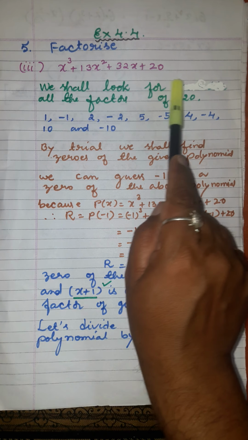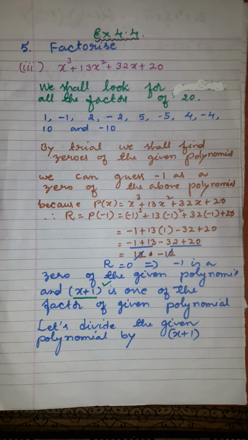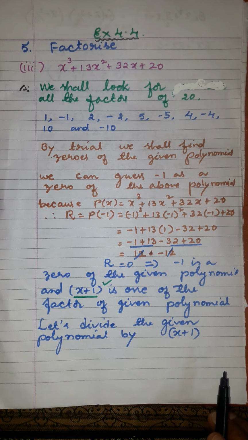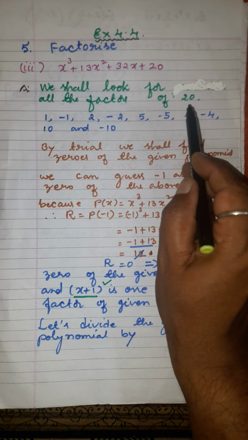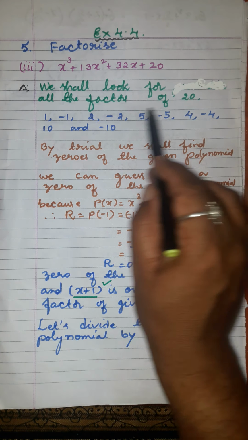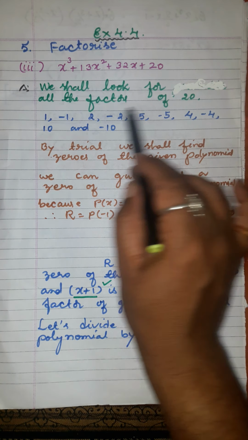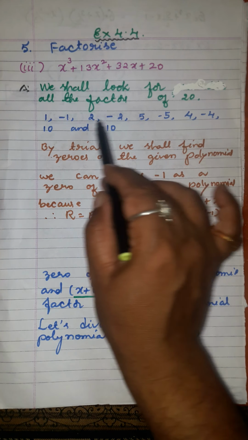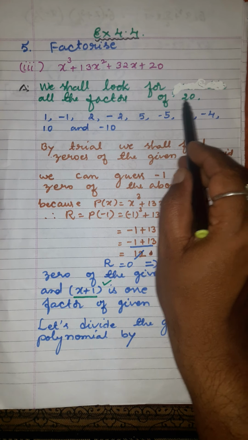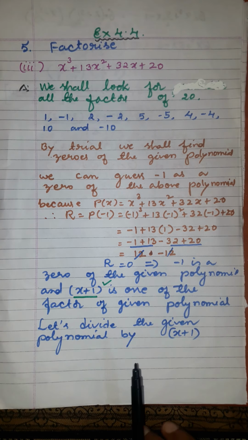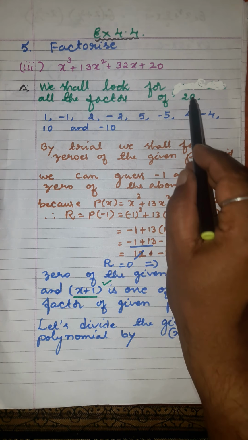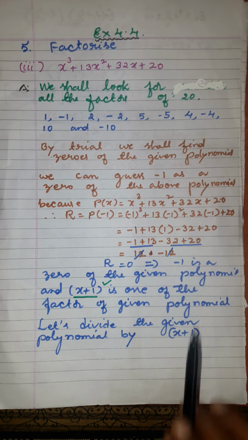Now we shall look for all the factors of 20, because the last term is 20. Now, which are the factors of 20? 1, because we can divide 20 by 1. Then minus 1, we can divide 20 by minus 1. Then 2, we can divide 20 by 2. Then we can divide 20 by minus 2, so minus 2 is also a factor. 5 is a factor of 20, because we can divide 20 by 5. Again, we can divide 20 by minus 5. It is also a factor.